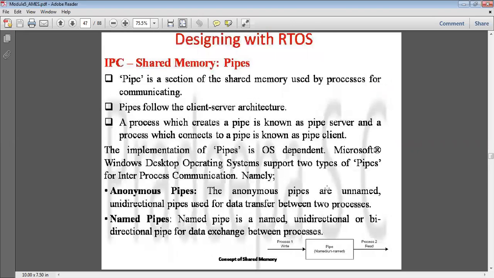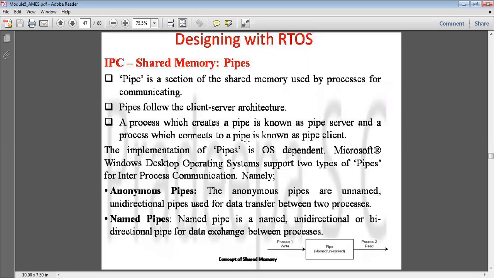And the second one is pipes, right? You must have learned the pipe call in the Unix operating system, right? What happens there? The pipe connects the output of one thing to the next input. The pipe is also a concept where two processes can share data. Basically, it follows the client server architecture. That means, suppose the client wants to communicate with the server. First the client has to connect to the server. Then only can the client access the data.